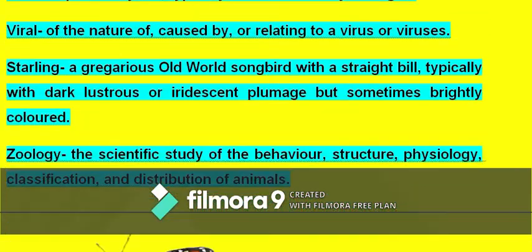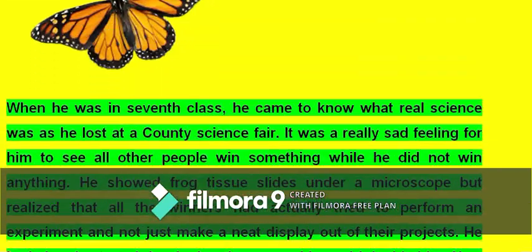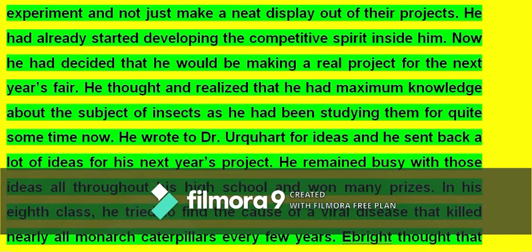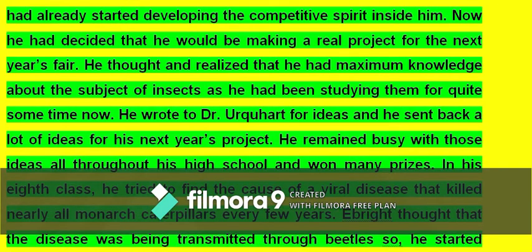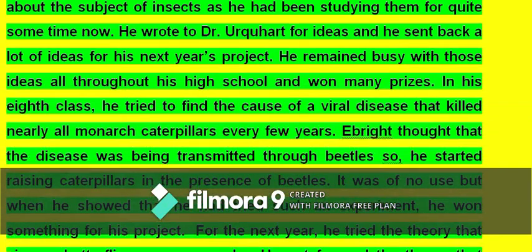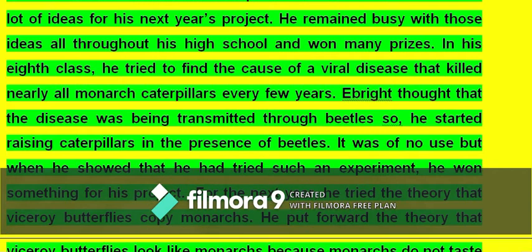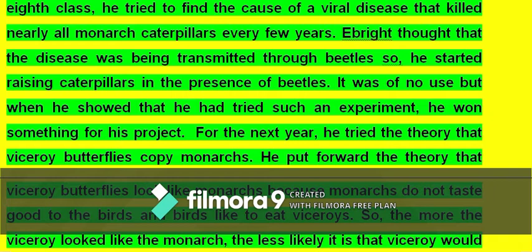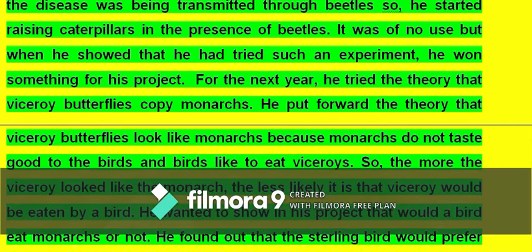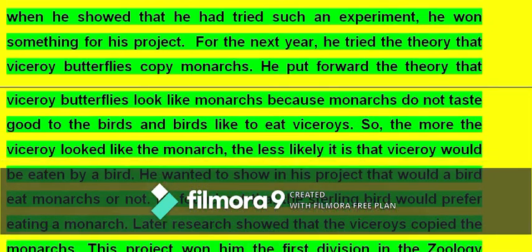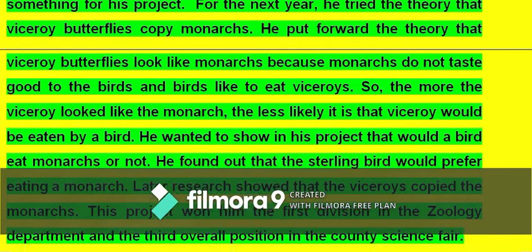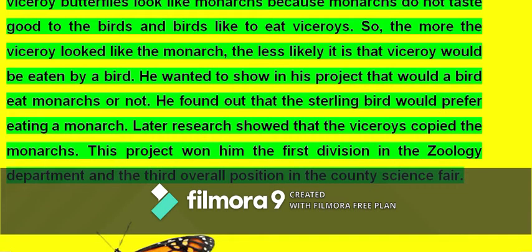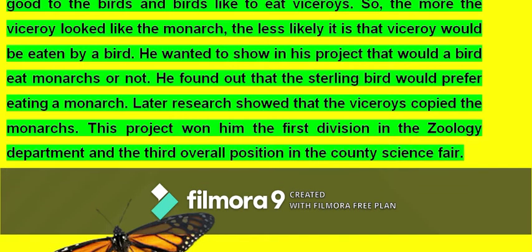So we have understood about his experiment in grade 8 and his experiment in grade 9. He kept studying the butterflies. He also experimented on why the caterpillars died. He experimented with beetles. That experiment won the prize. The next year he experimented with monarchs and why the viceroy copied it. That was placed first in zoology.